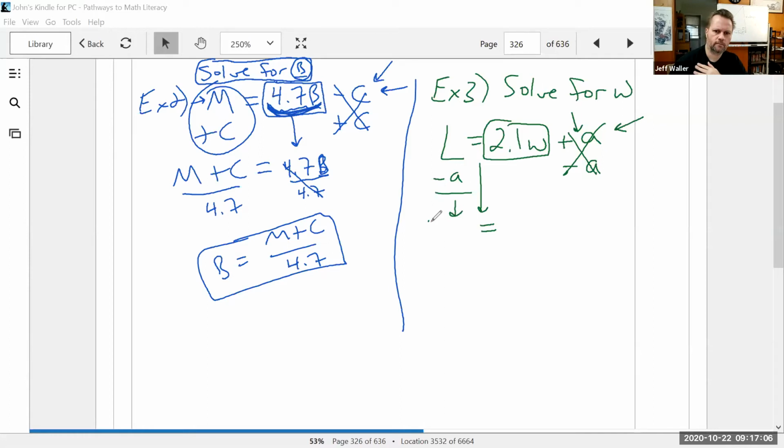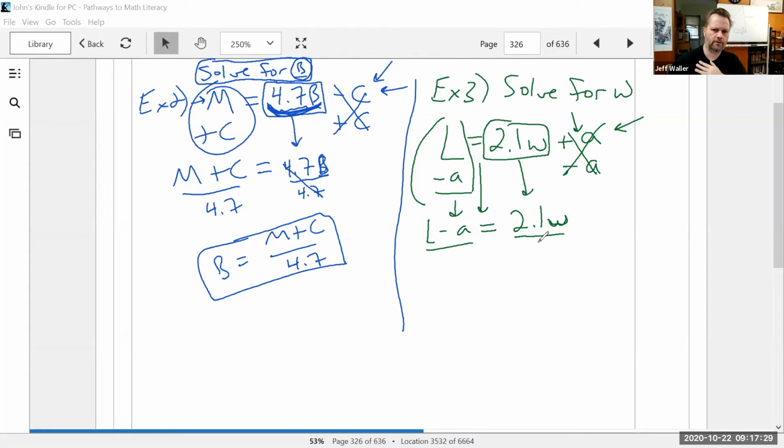W is equal to L minus... Don't, hey, stop. Don't jump ahead. What do I get on this side right now? A. Okay. L minus A. And on this side, I just have 2.1 W left, right? Mm-hmm. Do 2.1 by 2.1.